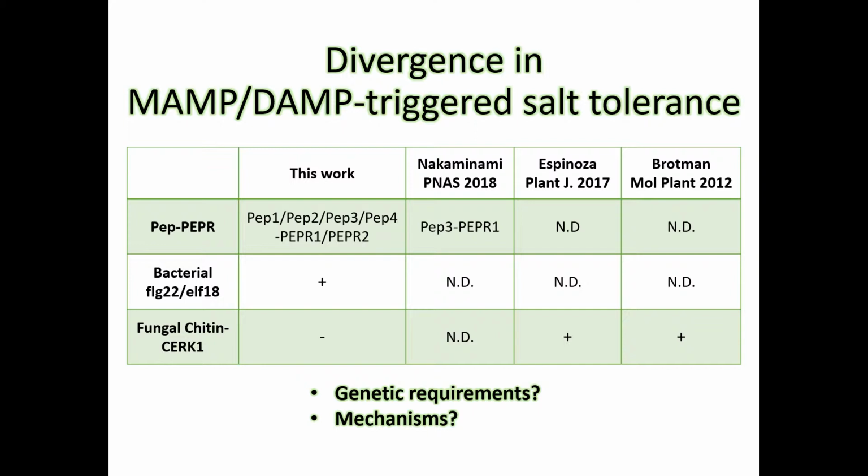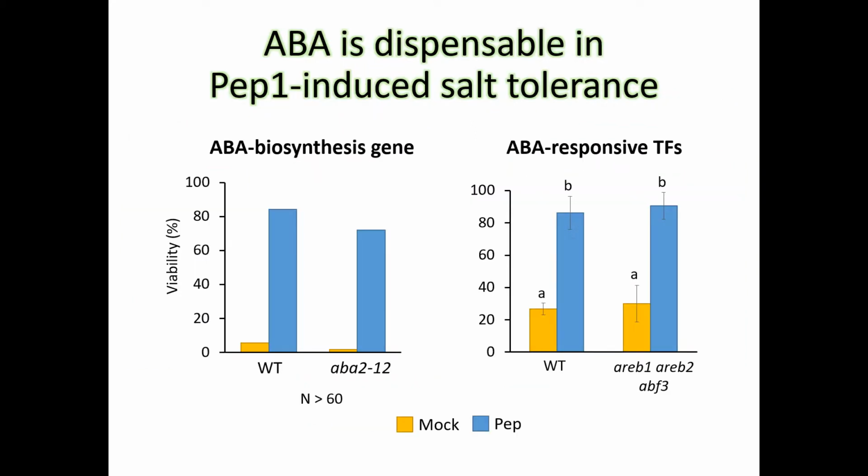Two other independent studies reported that fungal chitin and SIRT1 do contribute to salt tolerance. However, in this study, we found that pre-treating plants with chitin does not induce salt tolerance. So the distinctions in all these studies point to the diversity and complexity of this cross-tolerance. But very importantly, none of these studies reported the mechanisms underlying this MAMP or DAMP-triggered salt tolerance. So we are very interested in pursuing this question.